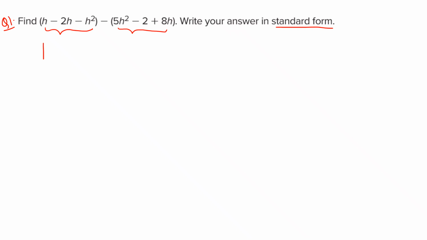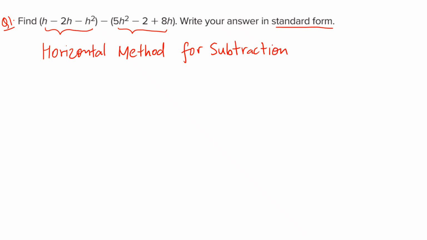I'm going to use here the horizontal method for subtracting these two trinomials or these two polynomials. So step one, we are going to open the brackets, and while we are going to open the brackets, we have to be very careful about the sign. Since the second polynomial is getting subtracted from the first one, when we open the brackets, each of the terms inside is going to change sign.